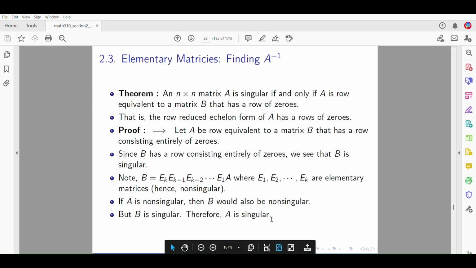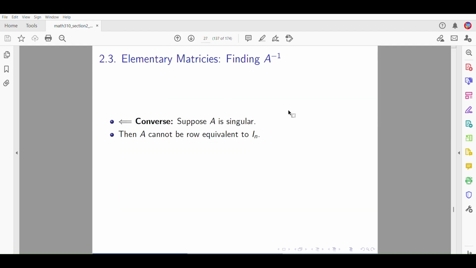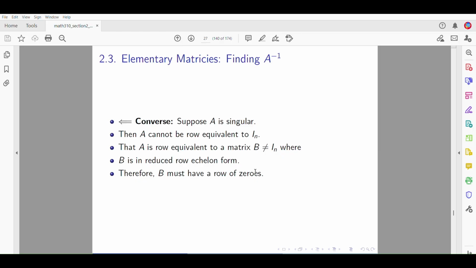Okay. Conversely, what is the converse? Assume A is singular. You want to show that when you do row operations, B should have a row of zeros. Suppose A is singular. Then A cannot be row equivalent to identity. If it were equivalent to identity, then A would be non-singular, but our assumption is A is singular. Since A is row equivalent to a matrix B in reduced row echelon form, and B is not identity, B must have a row of zeros.